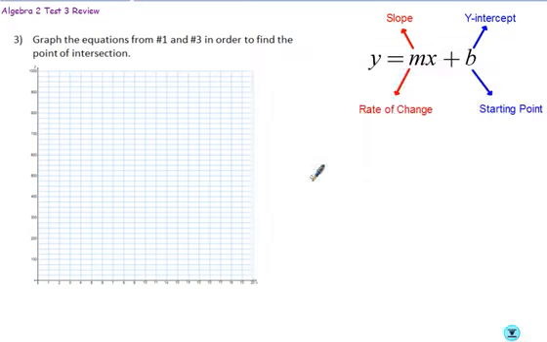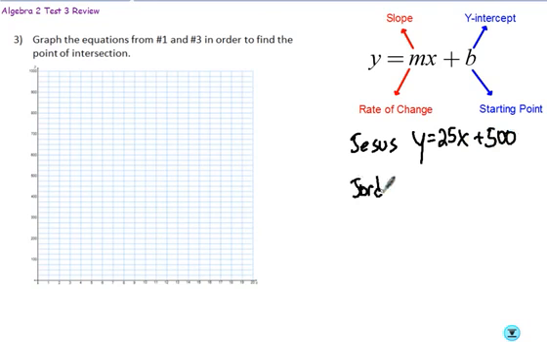All right, so let's take a look at number 3. Number 3 takes us back to looking at the answers that we got from 1 and 2, and then we're going to graph those. If you recall, the answer that we got for number 1 was an equation that described how much Jesus saved each month and how much money he started off with. So he saved $25 per month, and he started off with $500. And then Jordana, the answer that we got from number 2, just copying that equation over, is that she was saving $50 a month, but only started with $100.